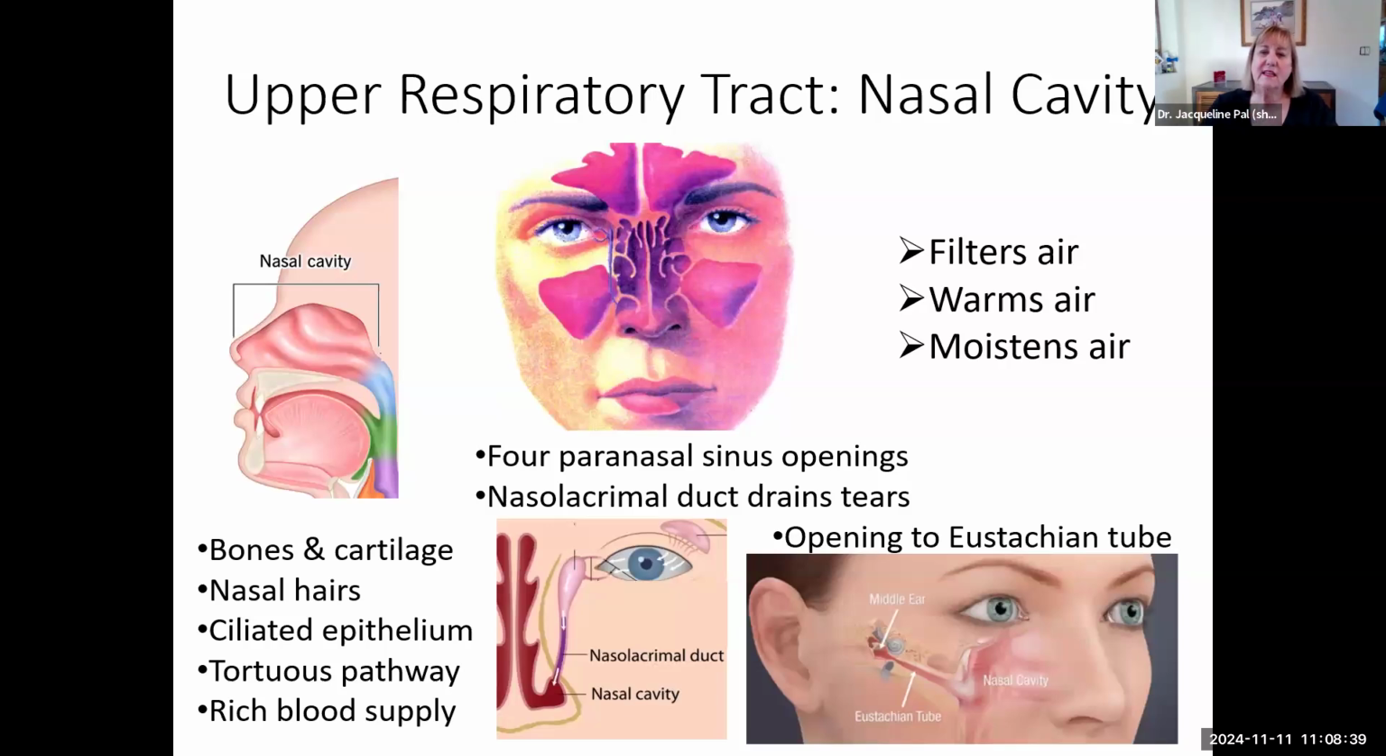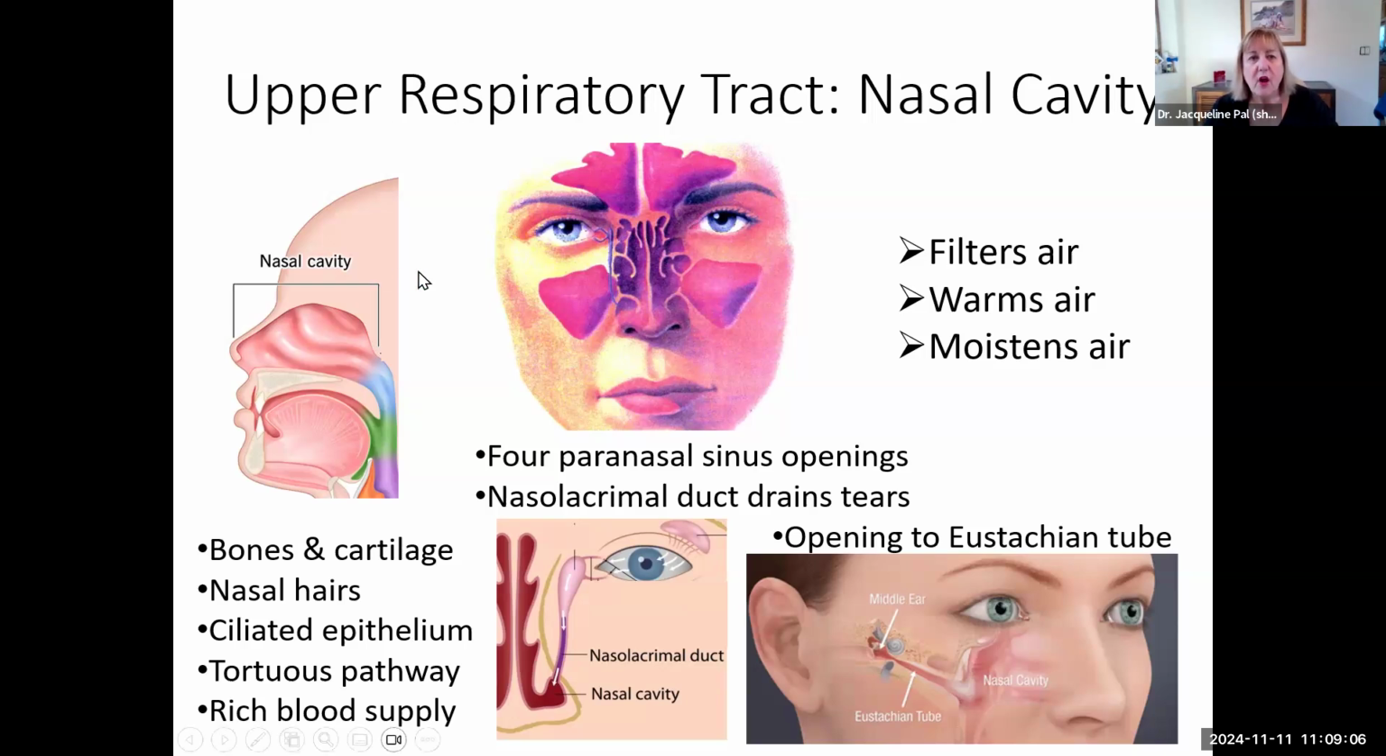And the last thing is we have an opening to our eustachian tube. So our eustachian tube goes between the back part of our nasal cavity to our middle ear. And that's how we can have the same pressure between our middle ear and the outside atmosphere.